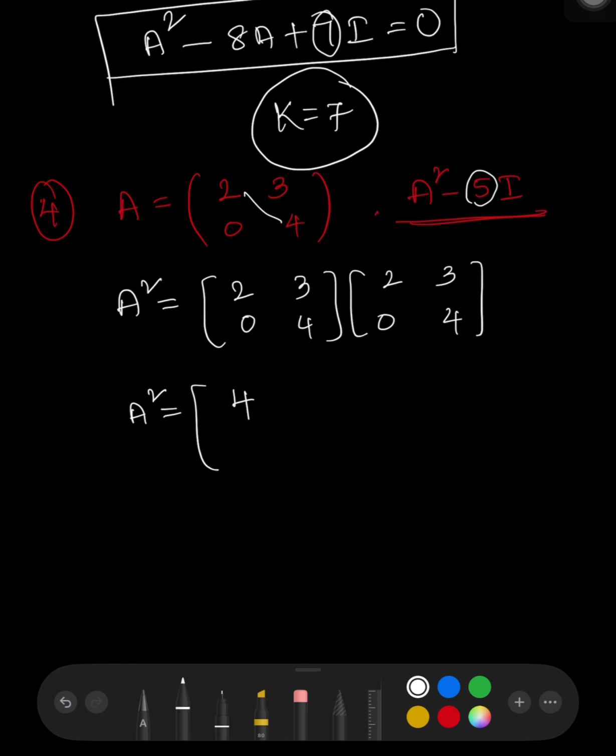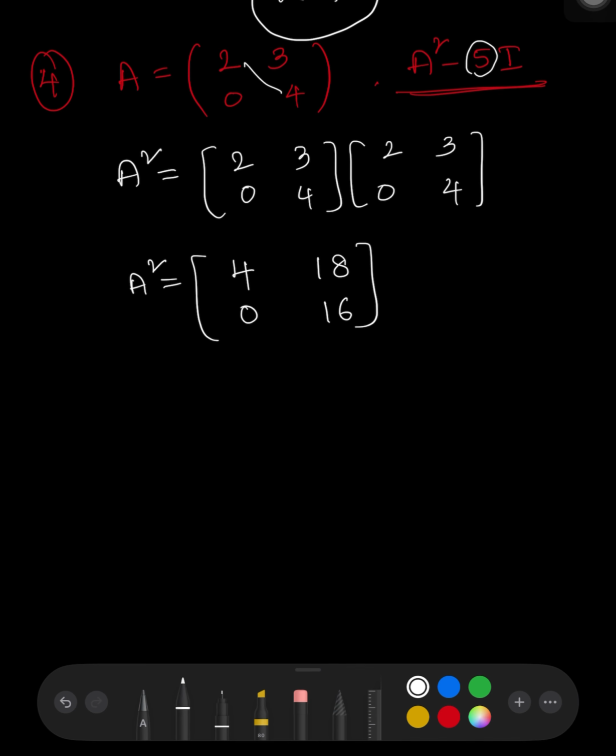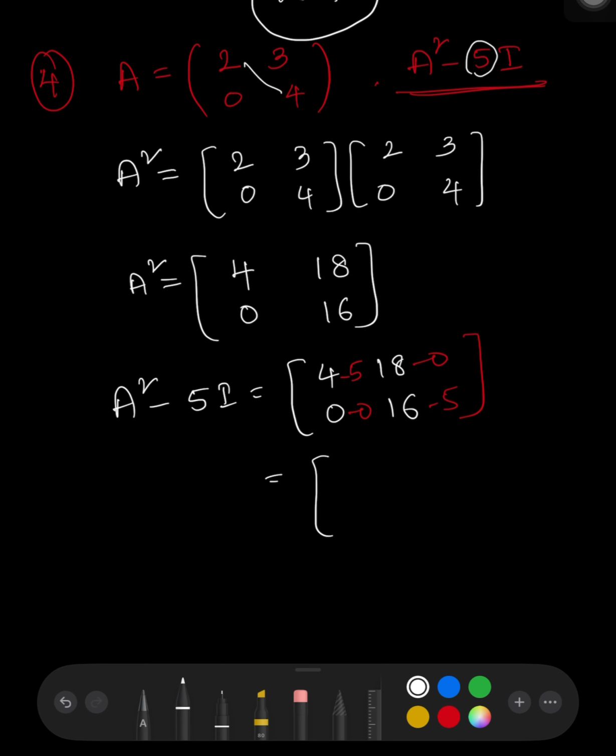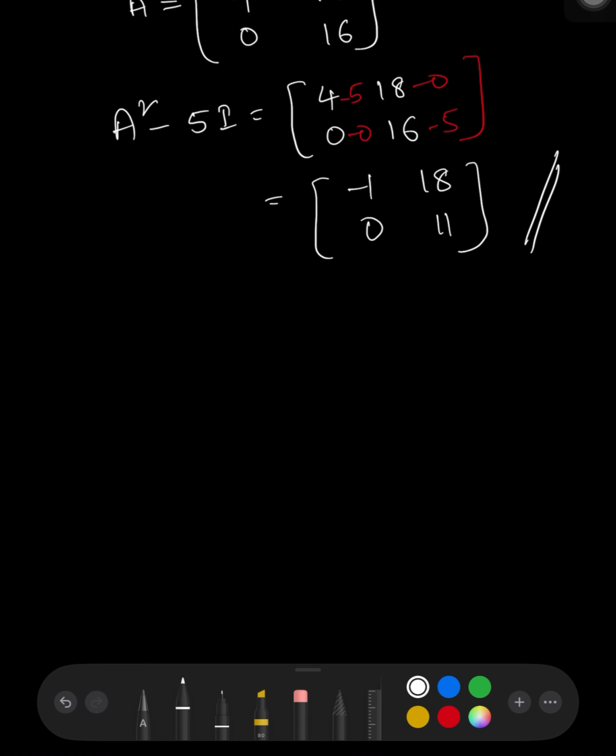So here we will get: 4, 2 3s are 6, 18, 0, 16, that is A square. And we need A square minus 5I, that is [4 18; 0 16] minus [5 0; 0 5]. So the answer is [-1 18; 0 11]. Okay, like this, questions are there.